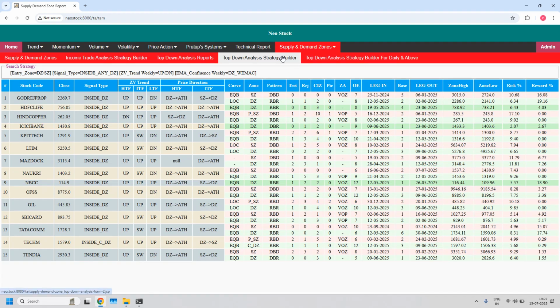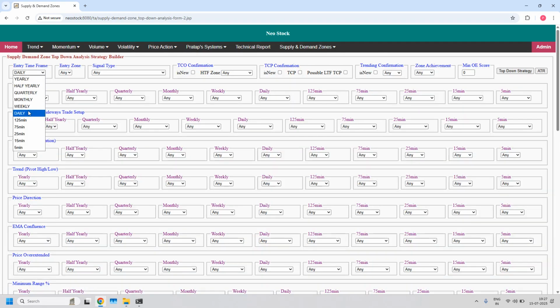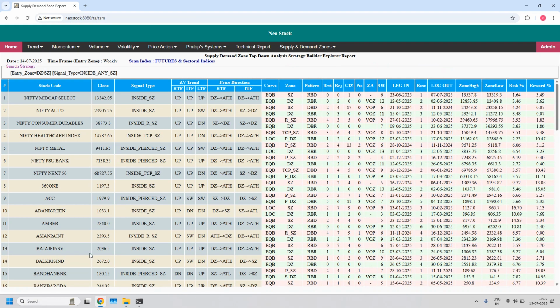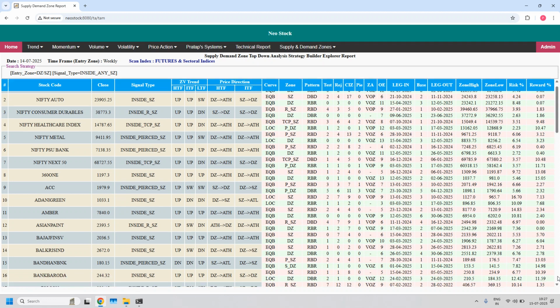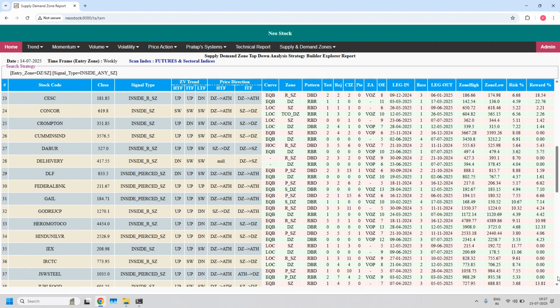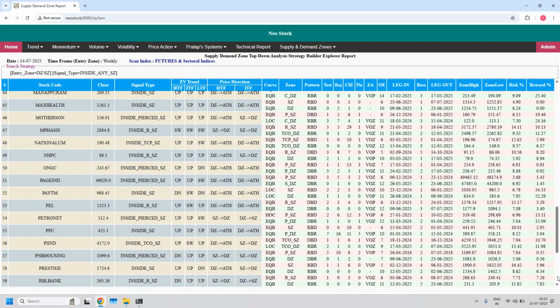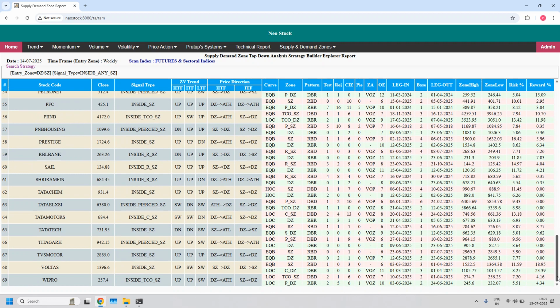Okay, next, price closed inside the weekly supply zones. First 15 stocks in the list. Scrolling the list down. Total 69 stocks are filtered.